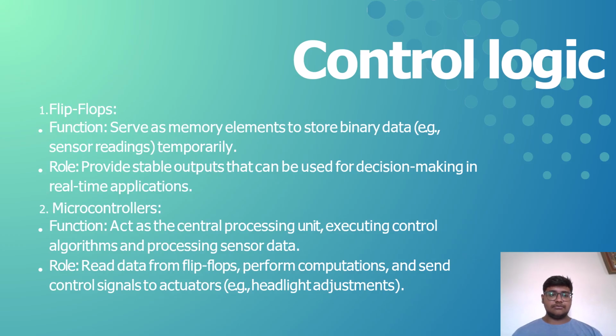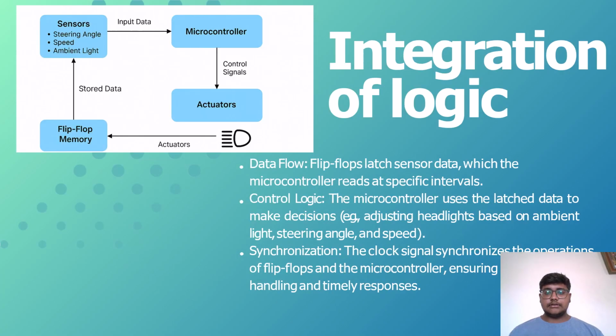The control logic of flip-flops is to provide stable output that can be used for decision making in real-time applications. Microcontrollers read the data from flip-flops, perform computations, and send control signals to actuators. The data flow consists of flip-flops latching sensor data, which the microcontroller reads at specific intervals of time. The microcontroller uses the latched data to make decisions, for example, adjusting headlights based on ambient light, steering angle, and speed of the vehicle. The clock signal synchronizes the operations of the flip-flop and microcontroller, ensuring easy data handling and timely responses.